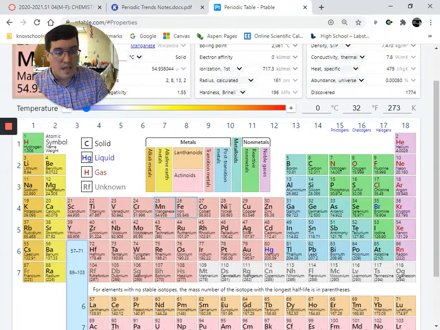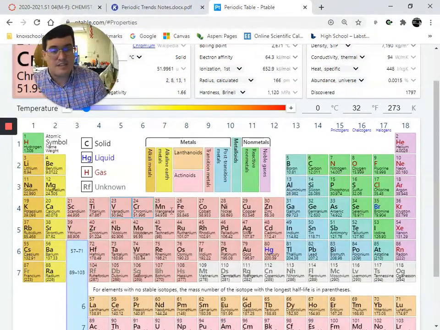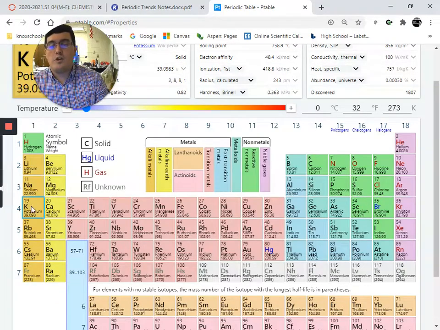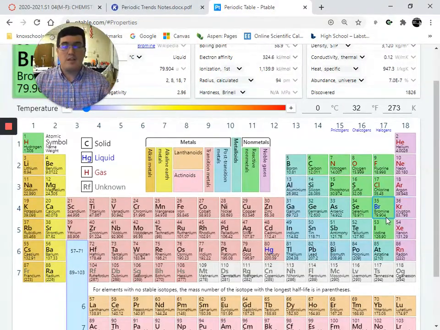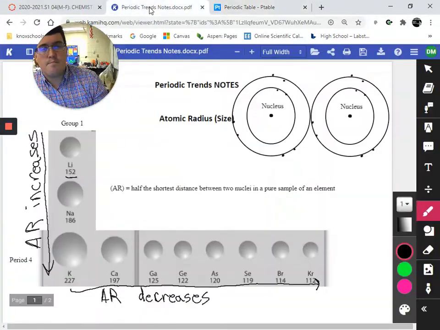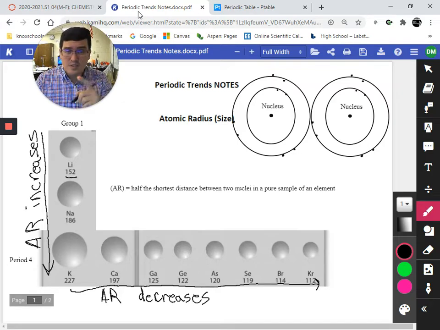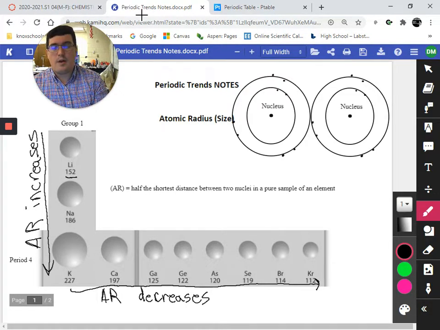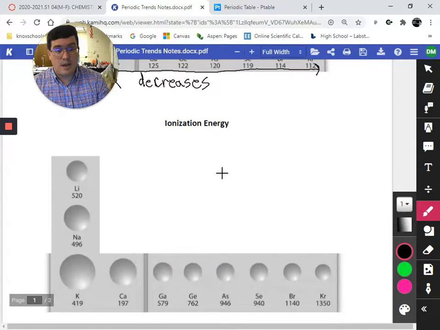When you move across a table, you're staying in the same period, so you have the same number of energy levels, but what you're seeing is there are 19 protons in potassium, and there are 36 protons in krypton. So because there are more protons, they can pull the electrons in tighter. And so that's why krypton is smaller than potassium. You don't really need to know the explanation, but there is a reason for it. There is actual logic behind it. Or so the theory goes. So as you go down the group, atomic radius increases. As you go across a period, atomic radius decreases. All right, that's atomic radius.